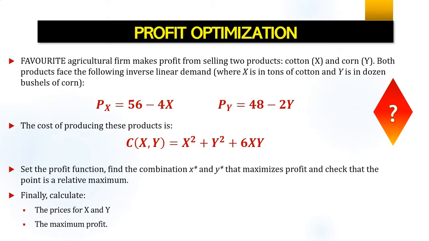Our tasks are to set the profit function, find the combination of cotton and corn that maximizes profit, and check that the point is a relative maximum. We also will need to calculate the maximum profit and to provide the prices for X and Y.